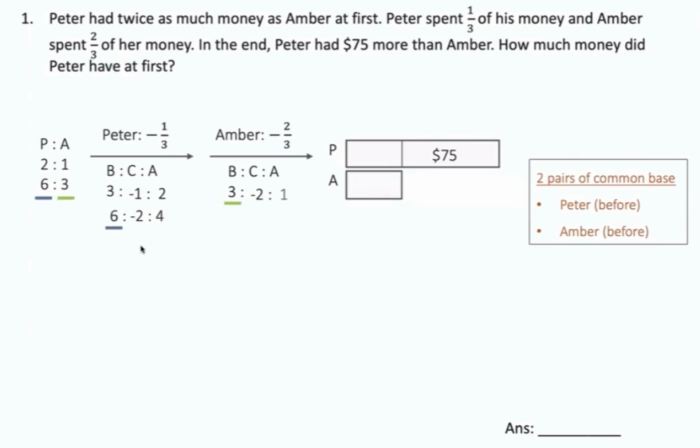Once there's common base, that means there's no need to use units and parts. Everything's the same. Every unit is the same. Once you got common base, ignore what was before. 3, 1, 2, completely ignore. Just focus on this, 6 and 3. Ignore 2 and 1.